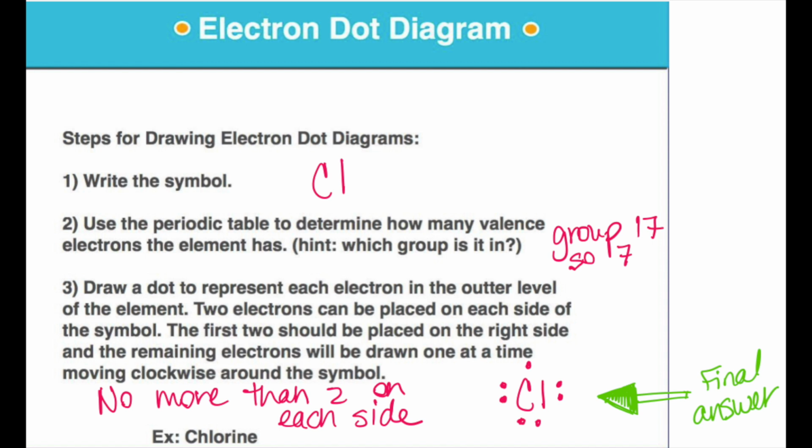Steps for drawing electron dot diagrams. First step is to write the symbol. So here's an example for chlorine. Then you use the periodic table to determine how many valence electrons the element has. Look at which group it's in. Chlorine is in group 17, so it will have 7. Step 3 is to draw a dot to represent each electron in the outer level or shell of the element. 2 electrons can be placed on each side of the symbol. The first 2 should be placed on the right side, and the remaining ones will be drawn one at a time, moving clockwise. Basically, just don't have more than 2 on each side. As you can see, the final answer for chlorine has 2 dots on the sides and the bottom, 1 on the top, making 7.